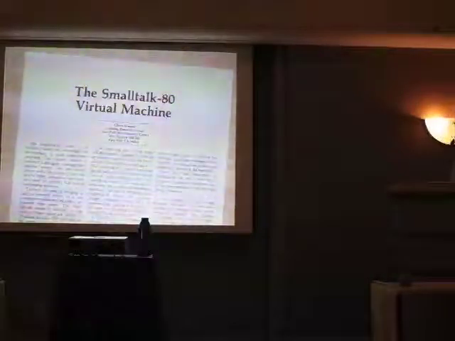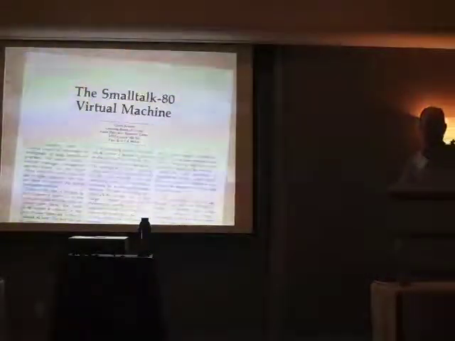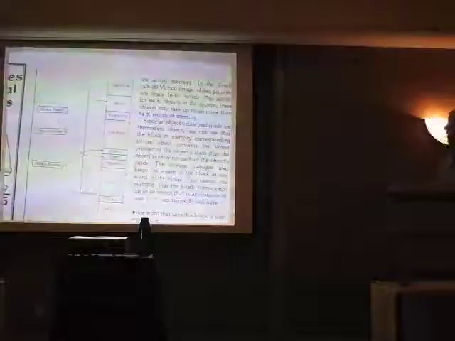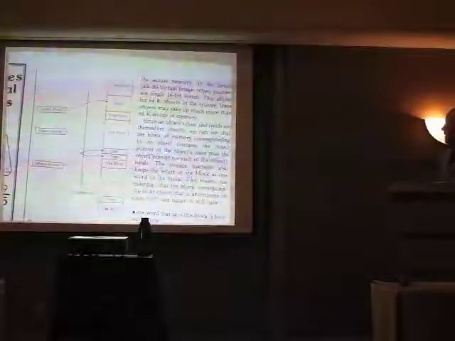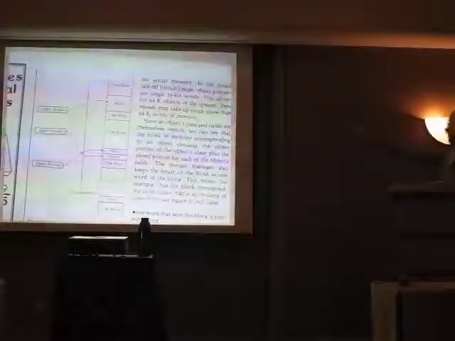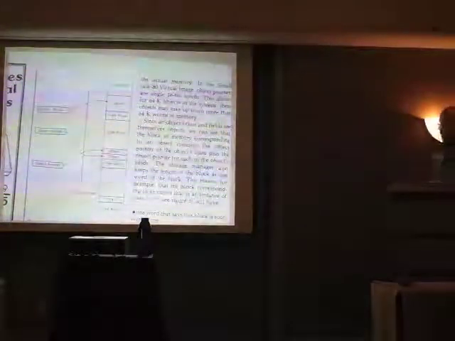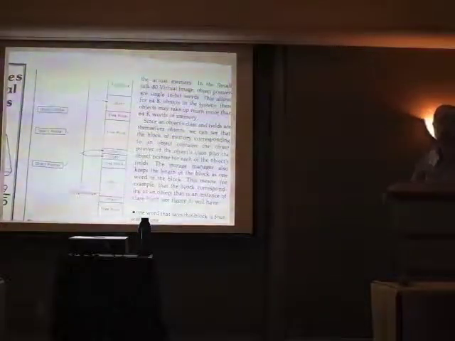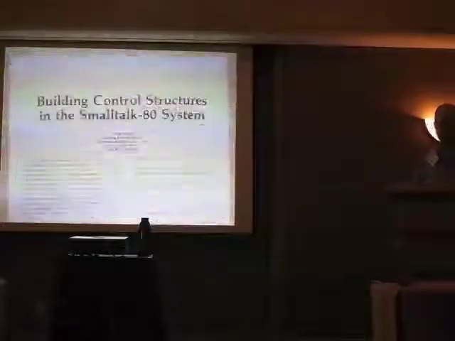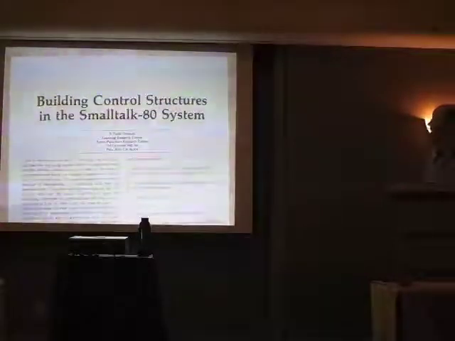So Glenn Krasner wrote about the virtual machine and talked about how it consisted of a storage manager, with an object table, or logical translation of object pointers to physical locations in memory; the storage manager, the bytecode interpreter, and the primitive methods. Let's move on. Control structures.